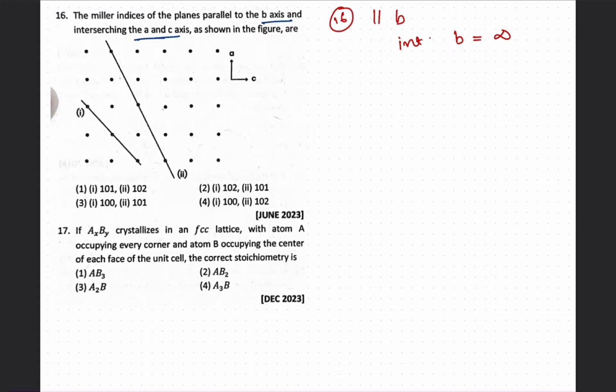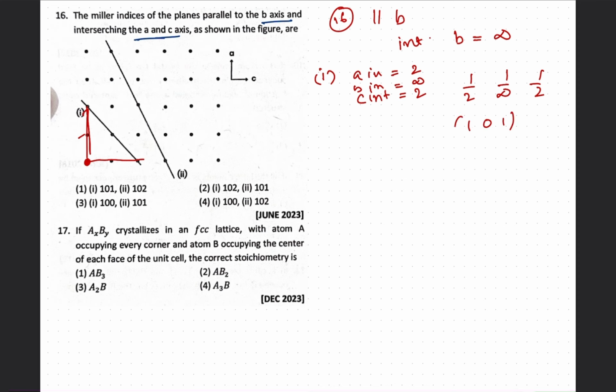So if I find like this, for part A, see, C intercept is 2, A intercept is also 2, and B intercept is infinity. You have to inverse it and you will get 1 0 1. Okay, for the second part, see, for the second part what you will do, this one is a line, this line is the second one. Okay, now for this what we will do is, we'll consider this one.